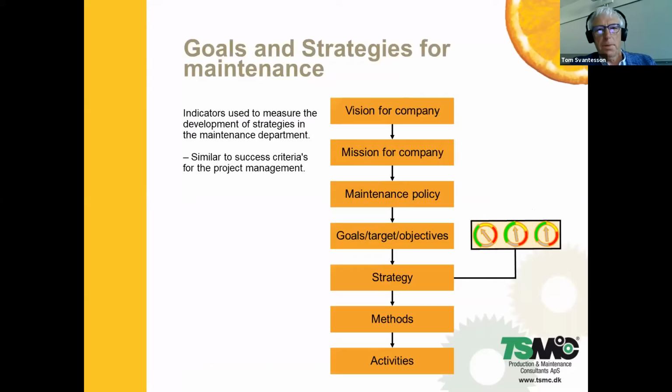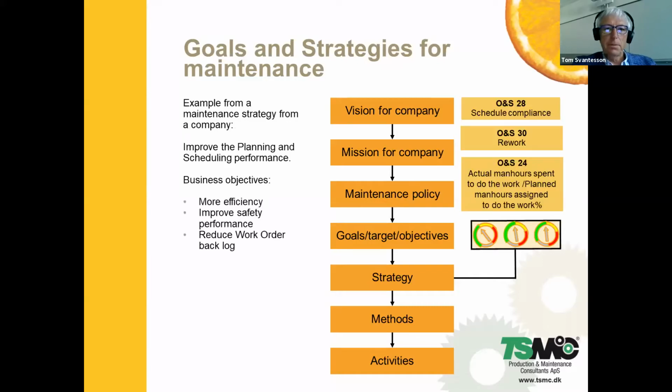Leaving the process, I will go to the management system for a company or a maintenance organization. We have the maintenance policy, we have the strategies, the objectives, and the methods and activities, being the work orders. And we can measure on the various strategies, once again, to see if we are developing according to what we have decided. These indicators would be similar to what we call success criteria if we are doing project management. I have picked an example from a company, and that particular company has a strategy to improve the planning and scheduling.